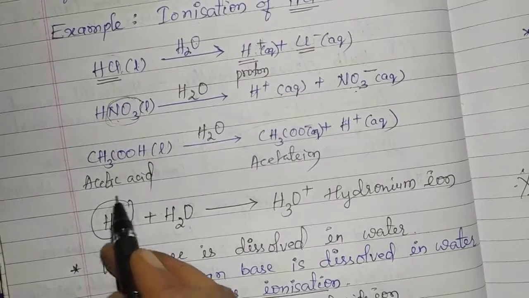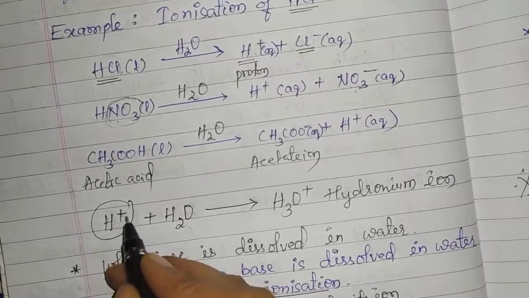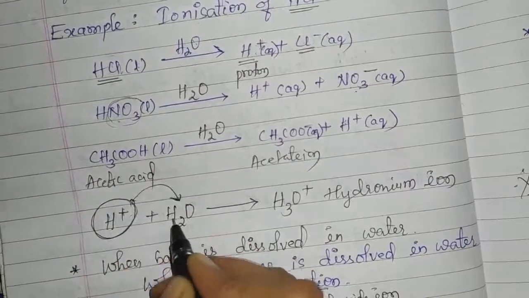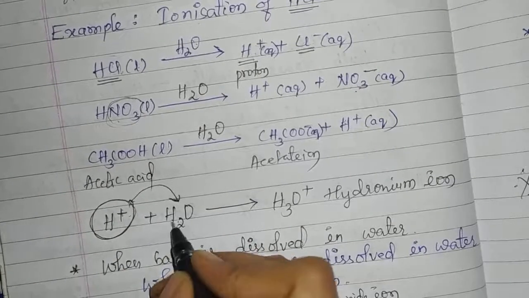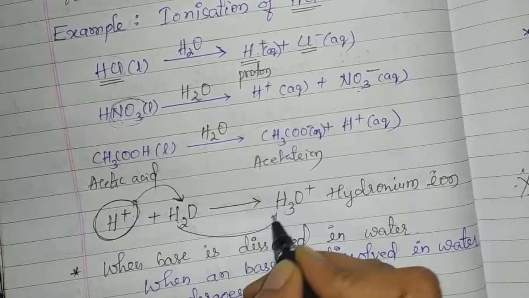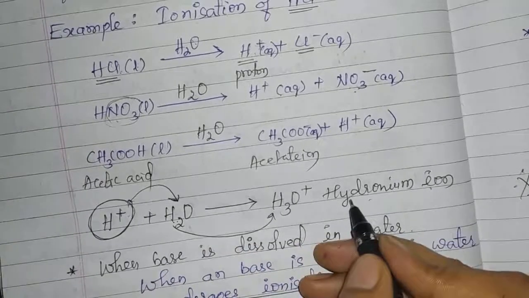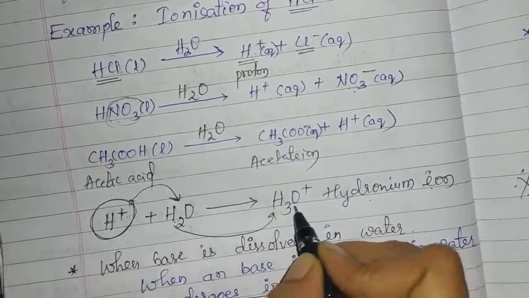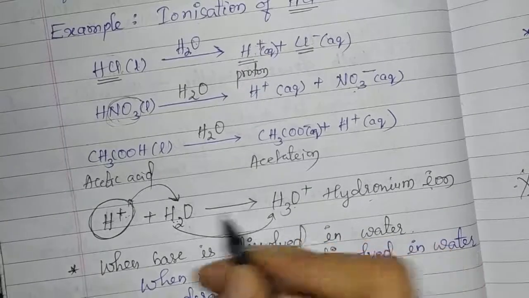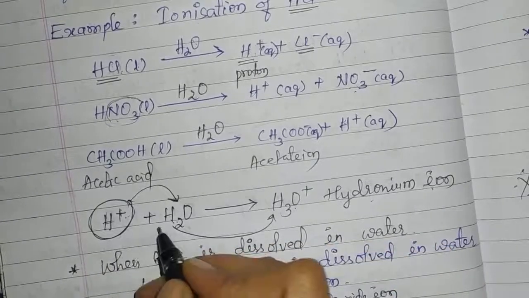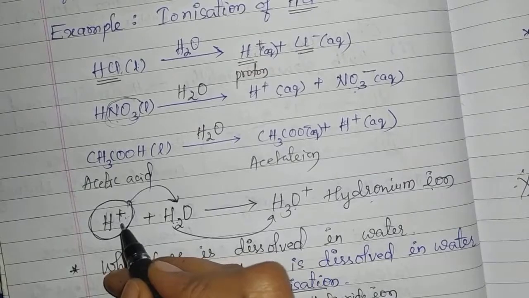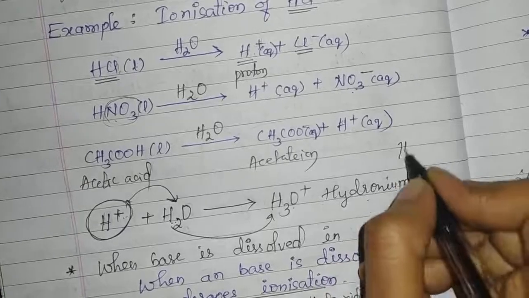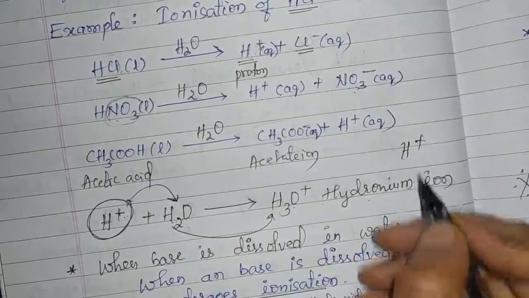It does not exist in the form of a free hydrogen ion or proton. Instead, the hydrogen ion will combine with one water molecule and is converted into a hydronium ion. Always in acid, the hydrogen ion is present in the form of hydronium ion. It is always present in combined form, combined with water as a hydronium ion, but not as a proton or hydrogen ion.